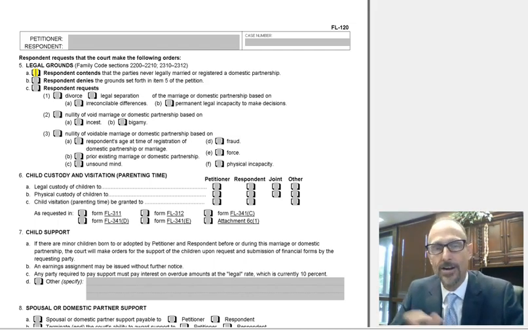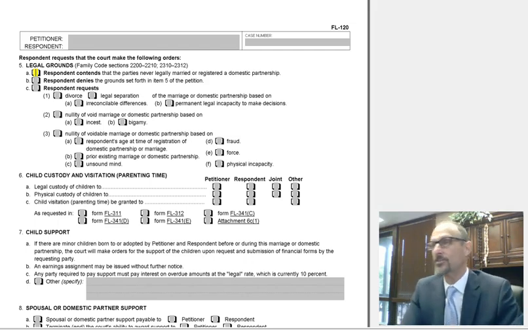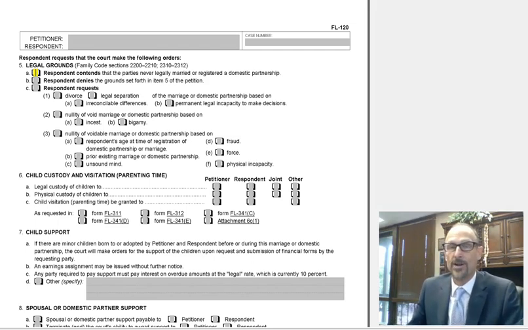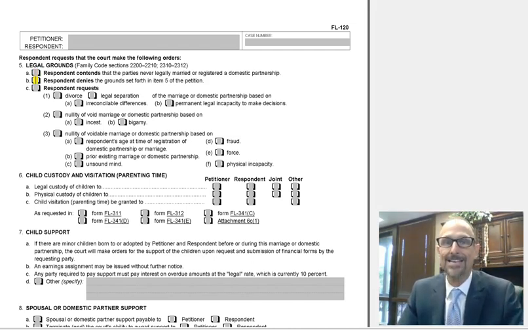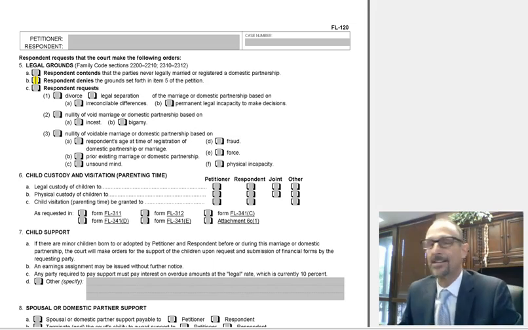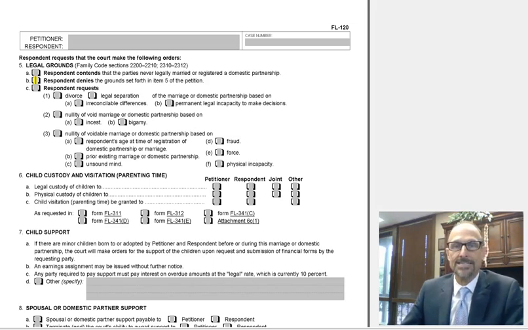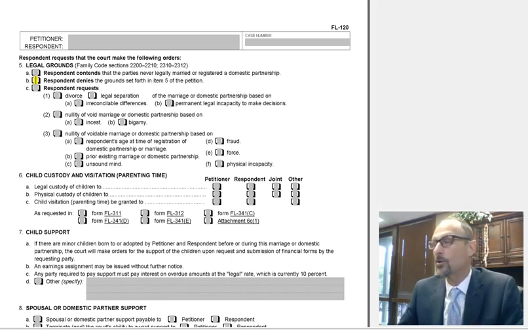Letter A says respondent contends that the parties never legally married or never registered as a domestic partnership. So if you believe that this was never a valid marriage because it was never registered or you never legally married, you can mark A. B says respondent denies the grounds set forth in 5 of the petition, which means that you are legally married. So if you do not believe that you're married, you're going to mark B.